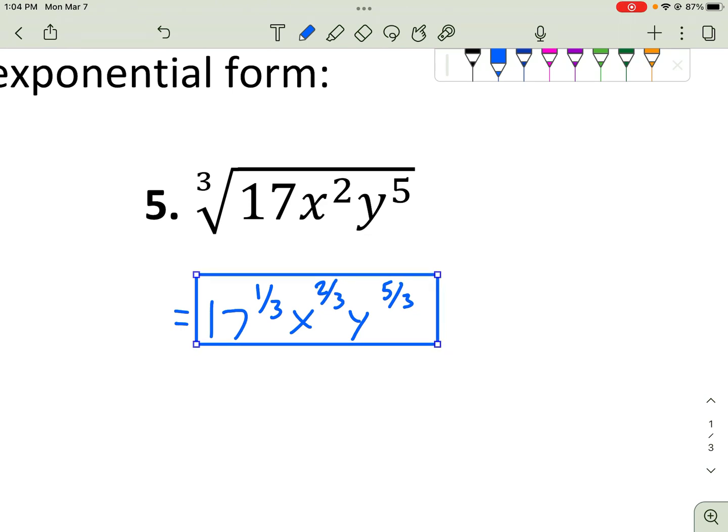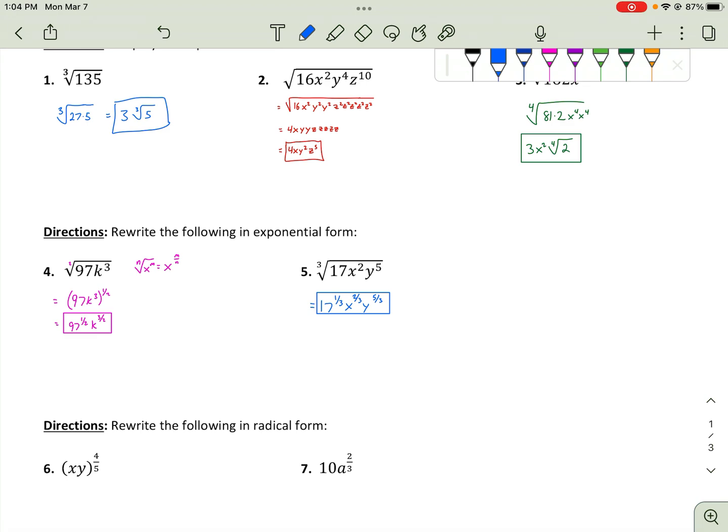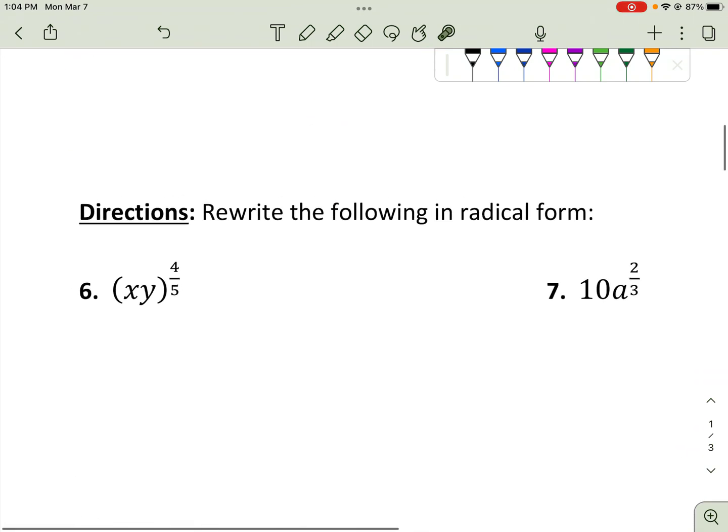So I think it's a little faster if you think about it like that, but if you prefer to do it this way, that's fine too. It just takes a little bit longer, but you should not be crunched for time, I don't think.